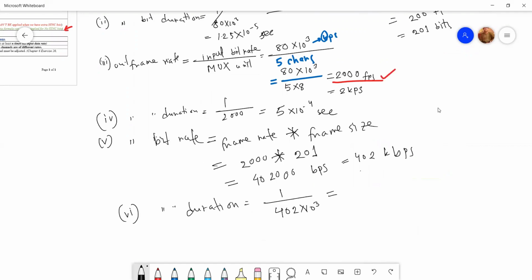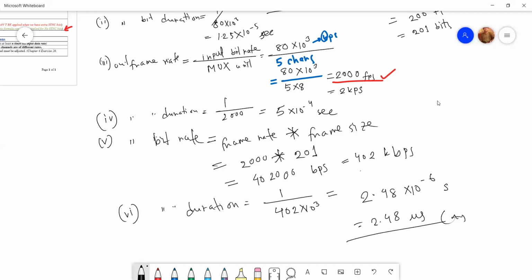So that is going to give us 1 divided by 402,000, which is 2.48 into 10 to the power minus 6 second, or 2.48 microsecond. Basically, that's the answer.